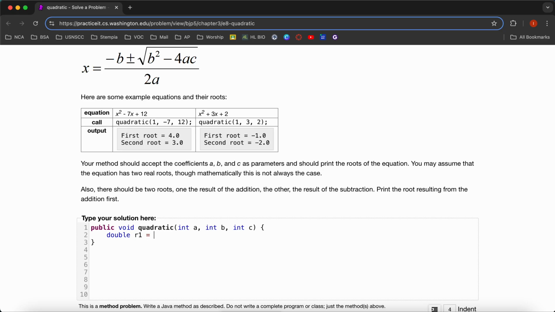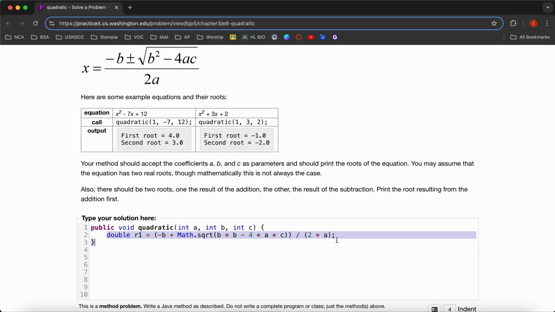And then we're just going to type out the formula pretty much. So our first root, we'll just make it the result of the addition. So we'll say minus b, then plus, and then square root. So that's going to be Math.sqrt, and then b times b, same thing as b squared, and then minus 4 times a times c. And then we'll wrap that all in parentheses, and we'll divide that all by 2 times a, right? Okay, so that's the result of our first root.